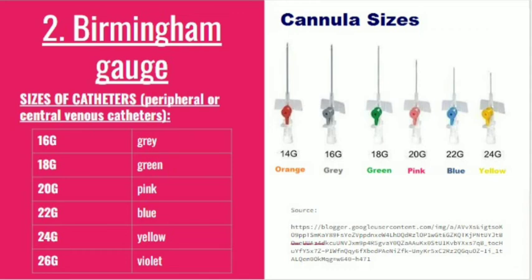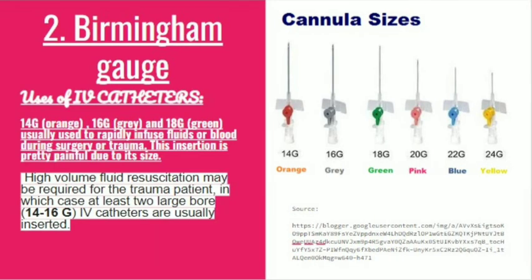We haven't discussed the 14 gauge, which is shown in the figure. 14 gauge is orange. As we have already discussed, the gauge size is inversely proportional to the actual size of that needle. So the smaller the gauge size, the greater will be the diameter of that needle. So 14, 16 and 18 gauge needles have a greater size than needles with greater gauge values.